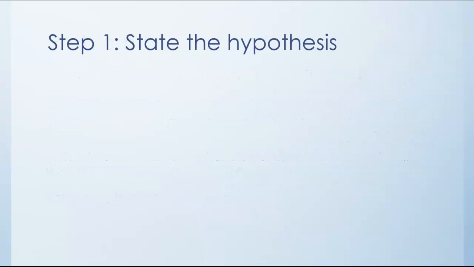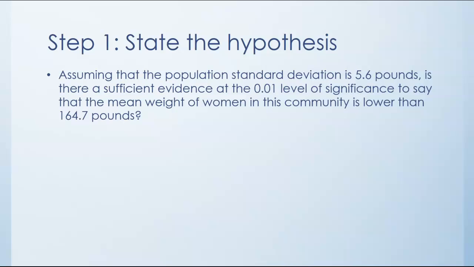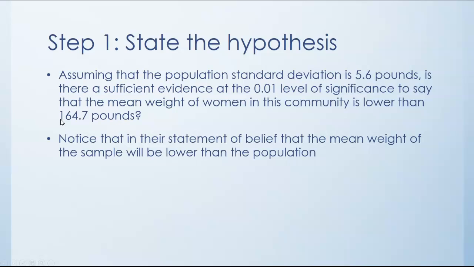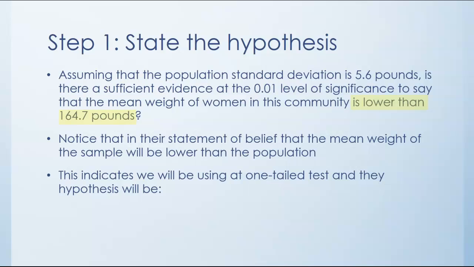So the first thing we want to do is state the hypothesis. The big key here is in that very last sentence, where it says that they want to say that the mean weight of the women in the community is lower than 164.7 pounds. So notice we are giving a very clear direction. We want it to be lower than the national average. Because of that, we're going to do that one-tailed test. Remember, anytime we say a direction, lower than or greater than, that automatically narrows us down to that one-tailed test.